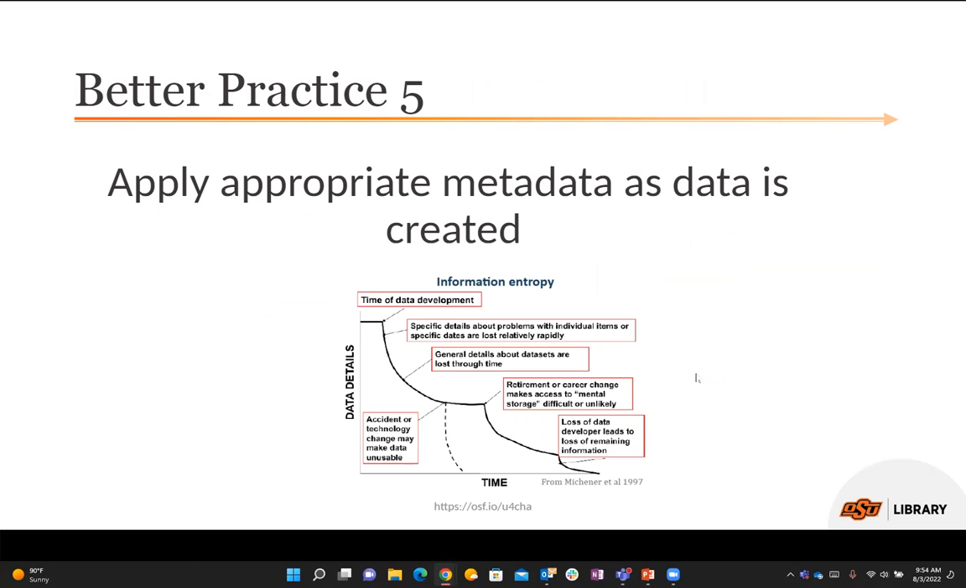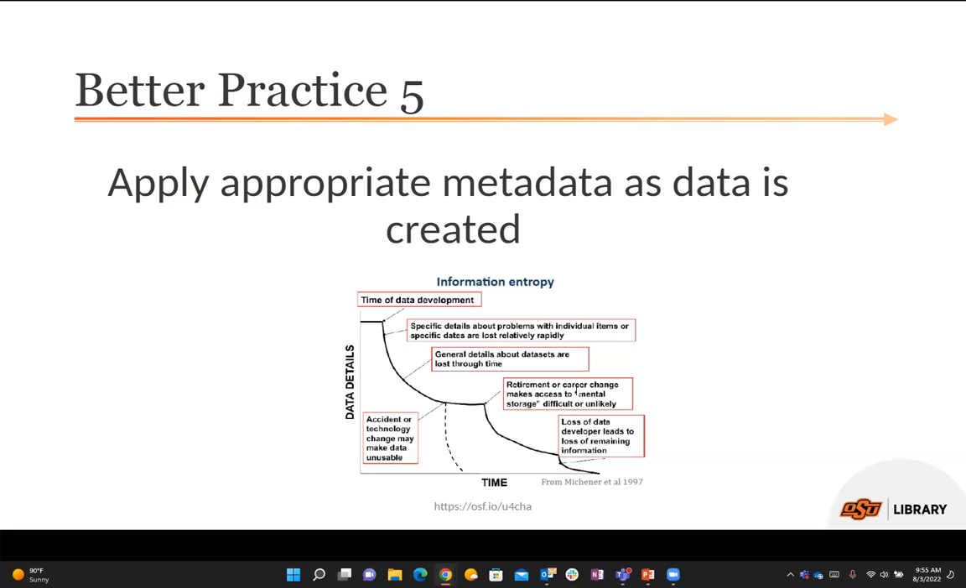Don't go back and do it later. And this little curve here, which is from a publication by Michener circa 1997, but it's still very true today, shows the level of detail on your y-axis versus time, and you can see disintegration, and it's the result of your memory not being as good after time.